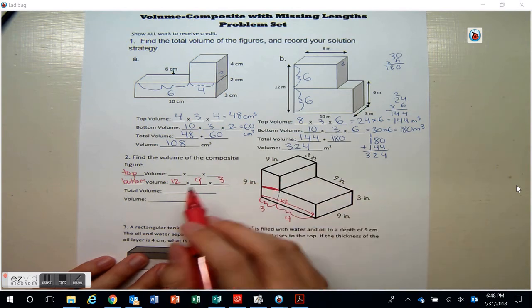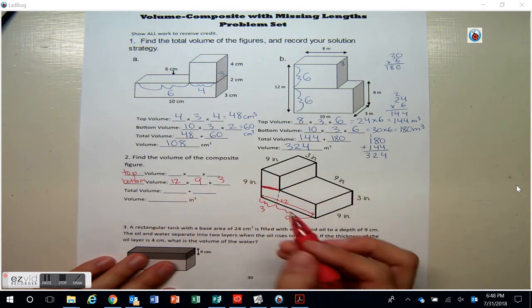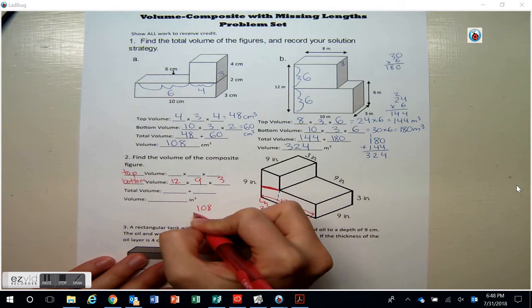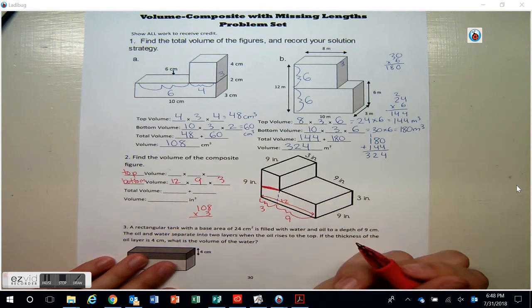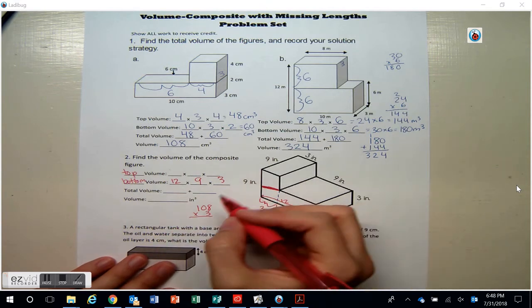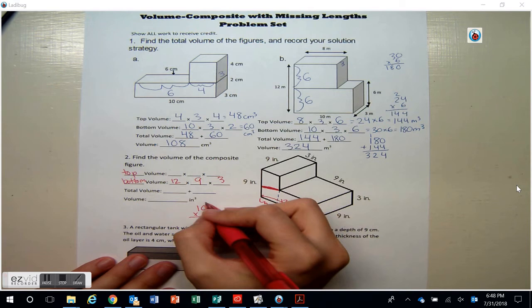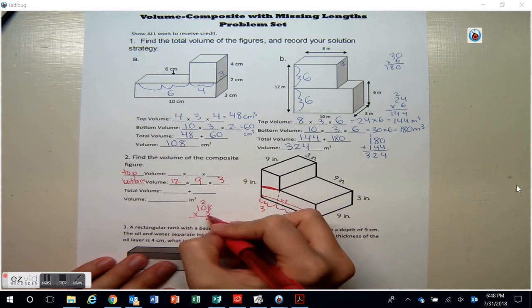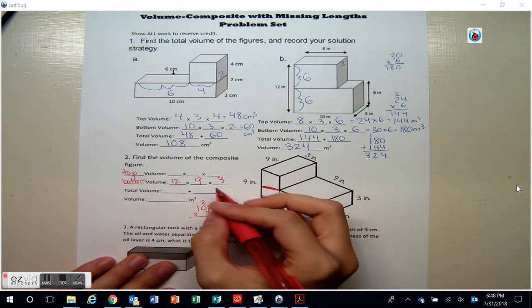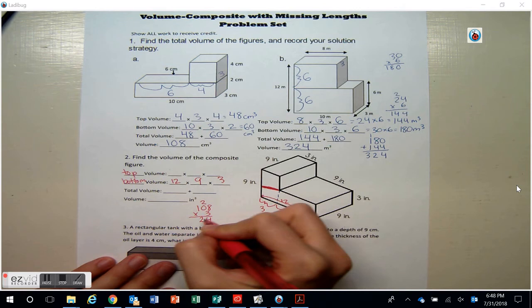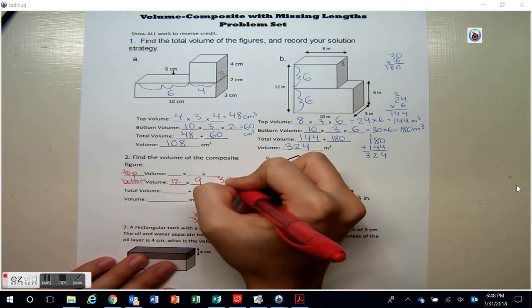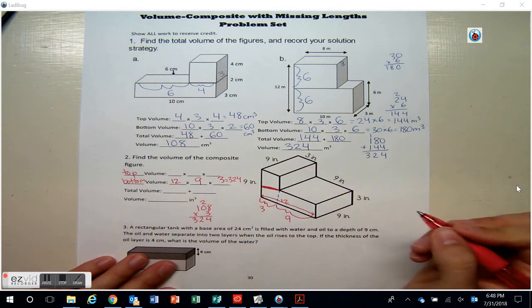12 times 9, that's 108. 108 times 3. I have to do the math for that one, everybody. 3 times 8 is 24. 3 times 0 is 0, plus 2 is 2. 3 times 1 is 3. So this volume here for the bottom is 324 inches cubed.